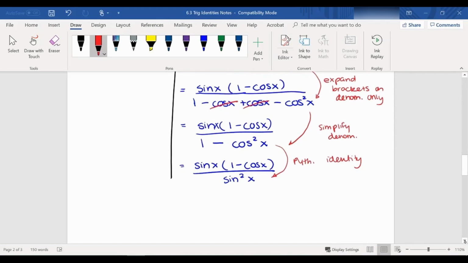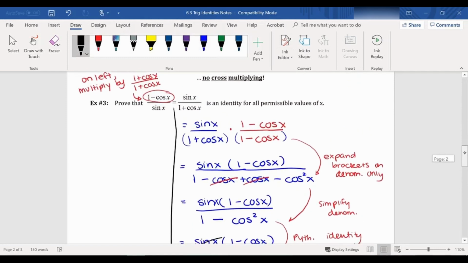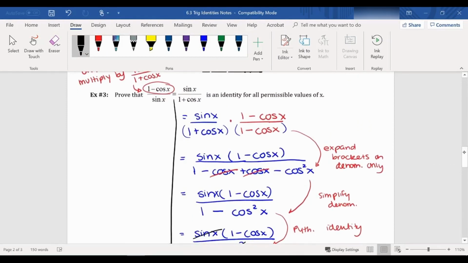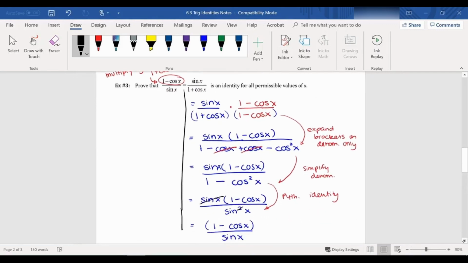Okay. Now what I would have here is a sine on the top and a sine on the bottom. Those cancel out. On the top, I'm left with 1 minus cosine. And on the bottom, I still have a sine. And if we go back, you can see this all on your page at the same time. If you've printed this out, you can see that this is what we started with. So if I go out far enough that we can see it all, we have our two sides are equal and we are done.